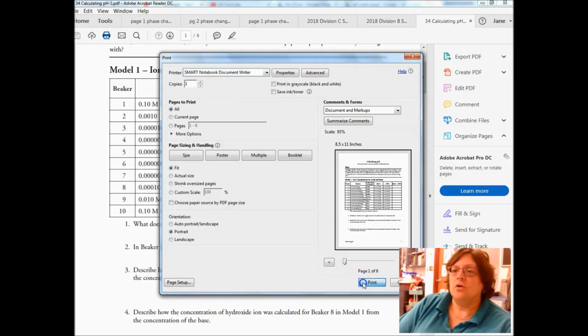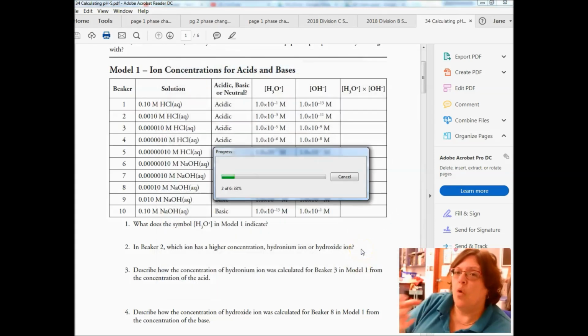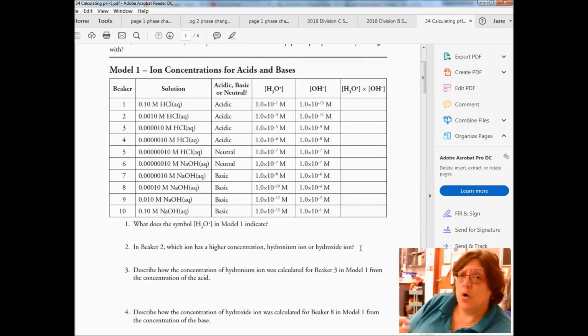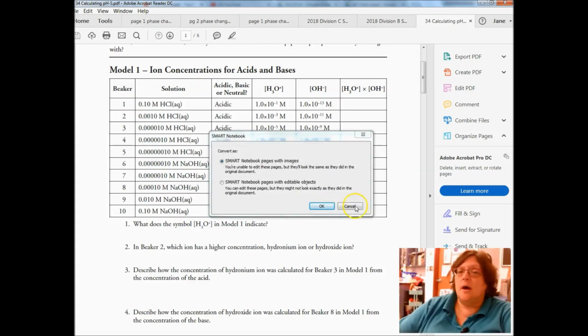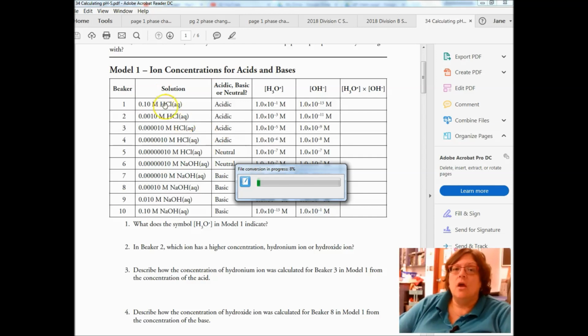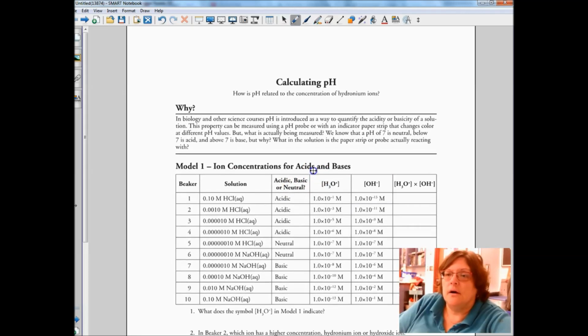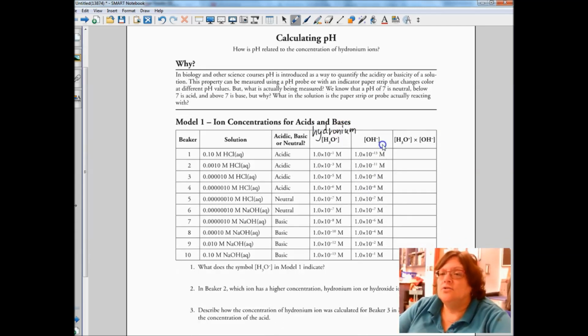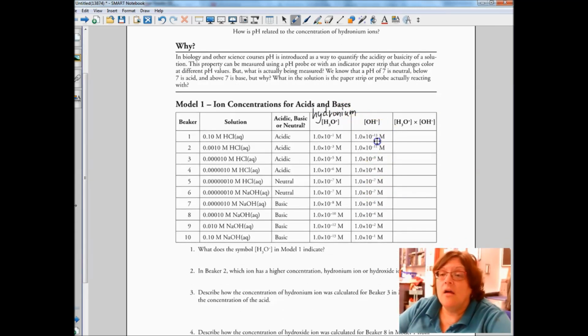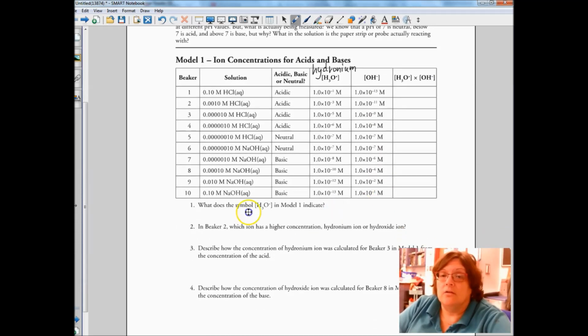This is called the hydronium ion, which is just water. And because water is polar, it has that attraction. It picks up an extra hydrogen from the hydrochloric acid. Okay, so this is called the hydronium ion. We have a column that has the concentration of the hydroxide ion, and then we have another column where we're going to multiply those two together.